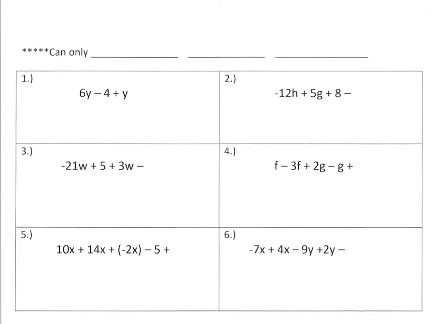So at the top you'll see "can only" and then 3 blanks. This is very important. We can only combine like terms. So I need you to make sure you write that in the top. Combine like terms. So we've talked about like terms in the past. Like terms mean that they have either the same variable and exponent, or if they're just constants, meaning that they don't really have a variable attached to them.